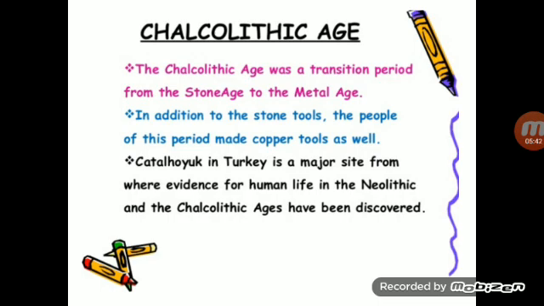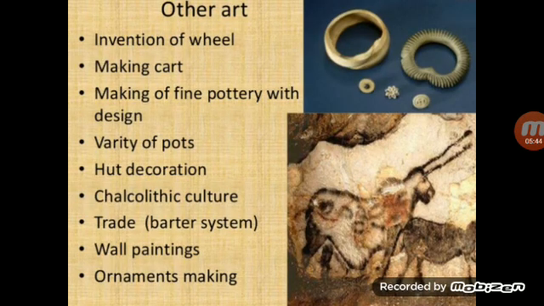Division of labor. Humans now lived a settled life. This led to occupation and specialized labor. Agriculture was the main occupation. Apart from that, they also had fishermen and shepherds. Hunting became a sport.